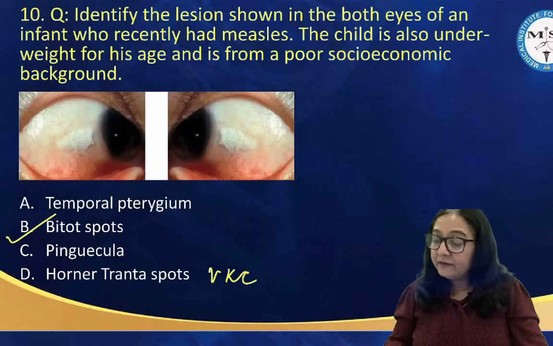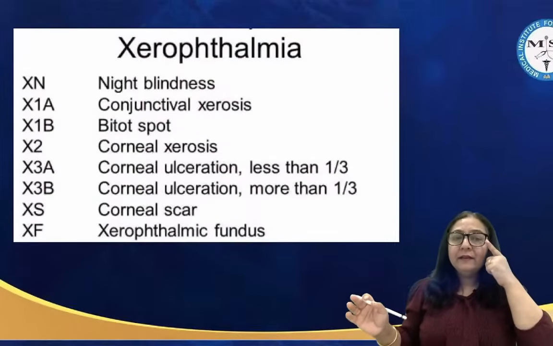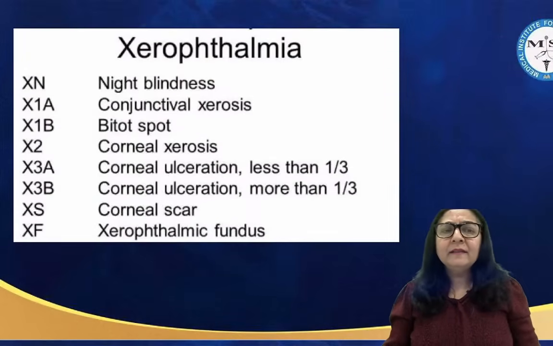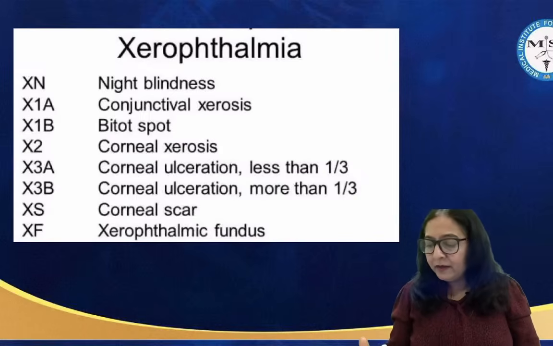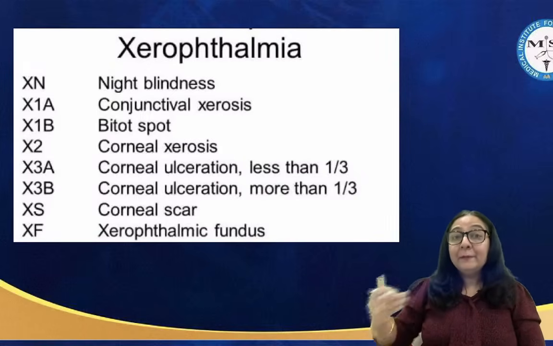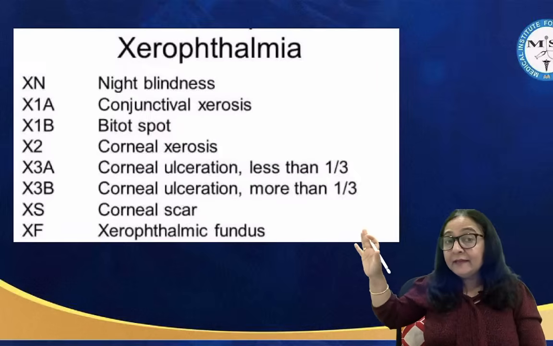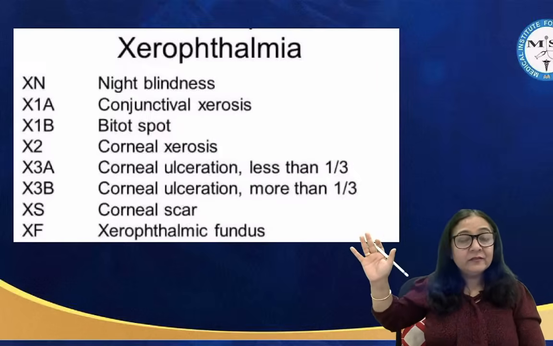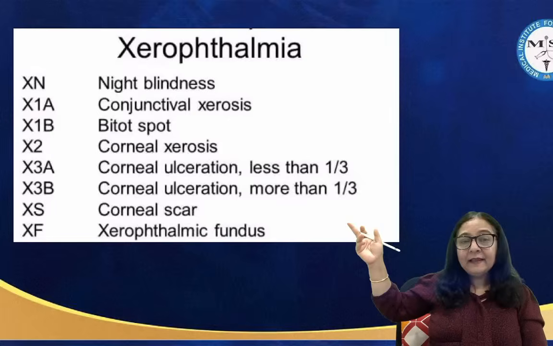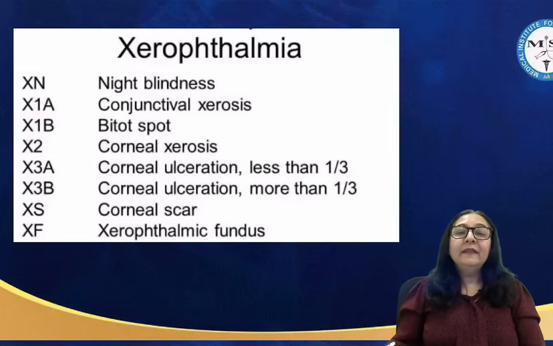Most of the time they are not going to ask whether it is X1B or not. I have not seen a question in FMG related to that, but yes, you should know the WHO classification. The first symptom is night blindness. The first sign is conjunctival xerosis, or dryness of the conjunctiva, then Bitot's spots like this, then corneal xerosis, that is extreme dryness of the cornea, then keratomalacia, which can be less than one-third or more than one-third.